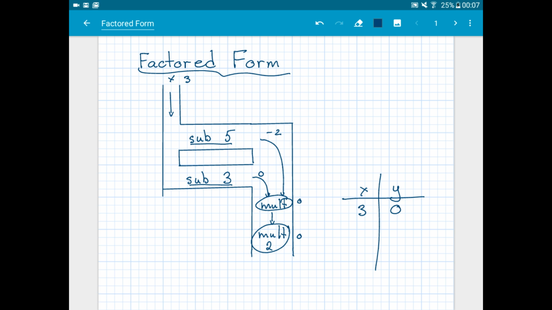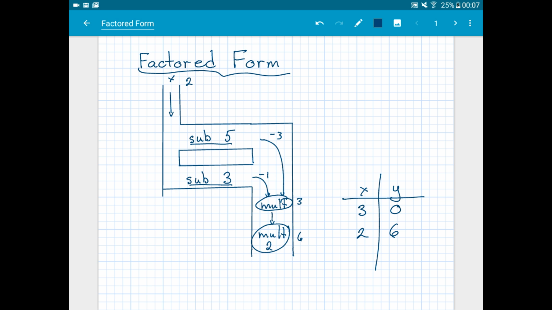So like we did before, let's just get our heads wrapped around this by doing a couple more. So let's do 2. So plug a 2 in, subtract 5, you get minus 3. Subtract 3, you get minus 1. Minus 3 times minus 1 is plus 3. And plus 3 times 2 is 6. So we get a 2 gives us a 6. And we could keep going.